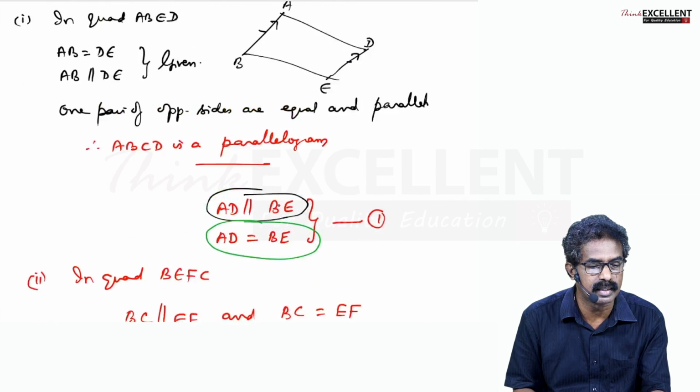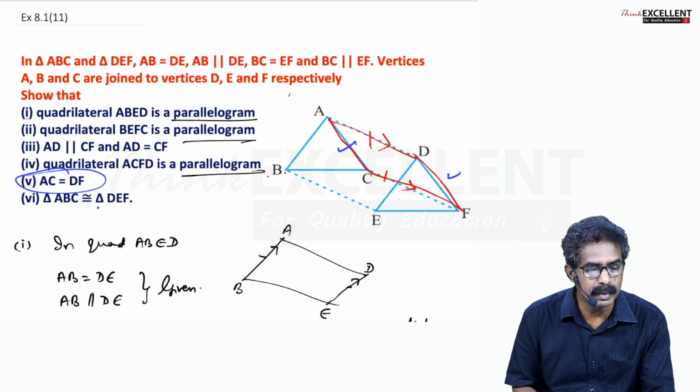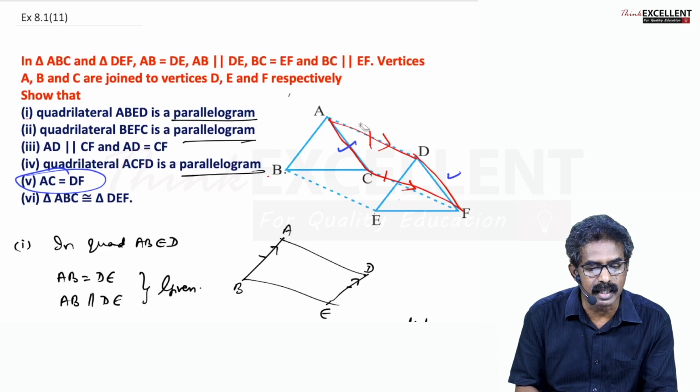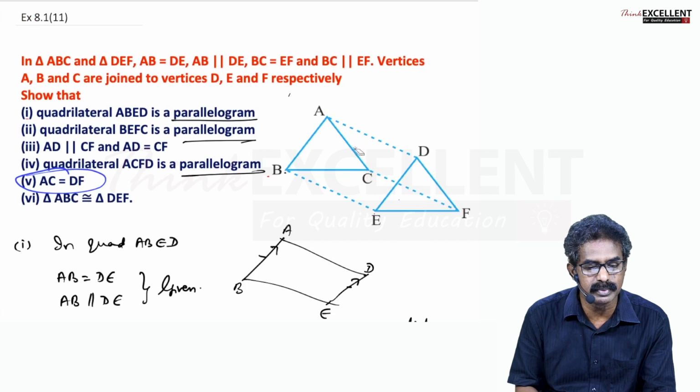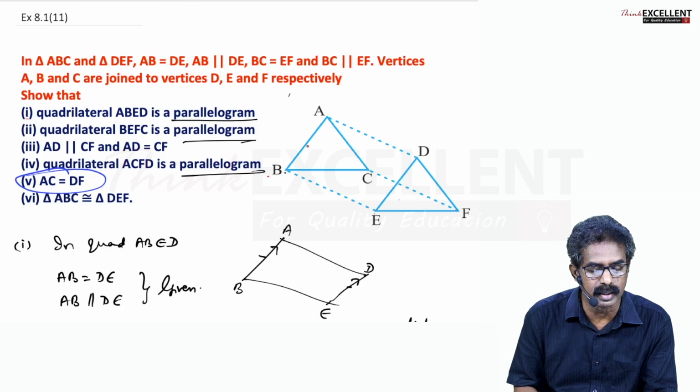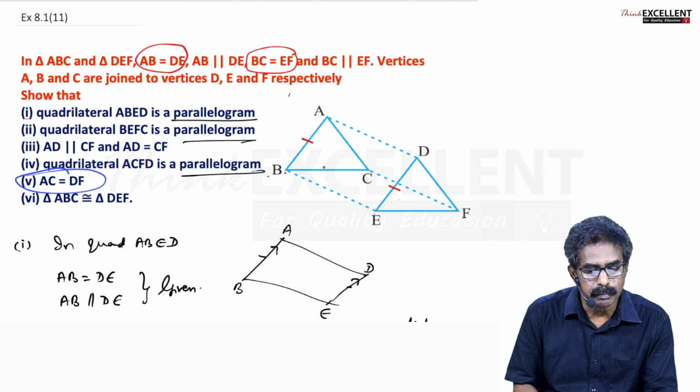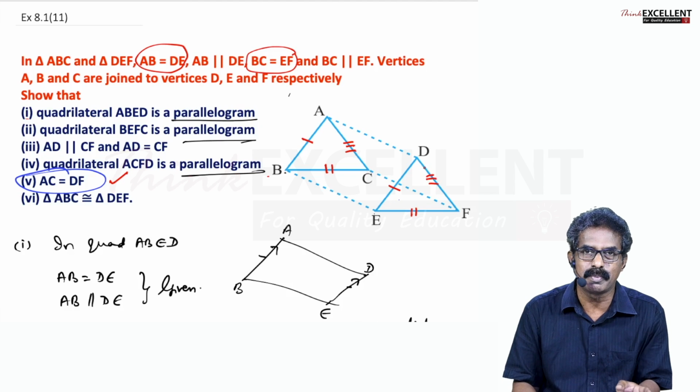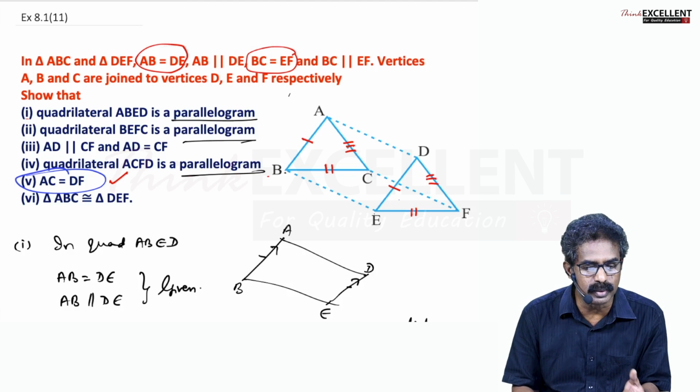See what they asked for the last one. Triangle ABC is congruent to triangle DEF. Now see these two triangles, I'll tell you how to do that. ABC is a triangle, DEF is a triangle, so we have to prove that two triangles are congruent, right? Already it is given AB is equal to DE, BC equal to EF, and now we proved AC equal to DF. In the fifth subdivision we proved AC equal to DF. All the corresponding sides are equal, right? SSS congruence rule. The two triangles are congruent.